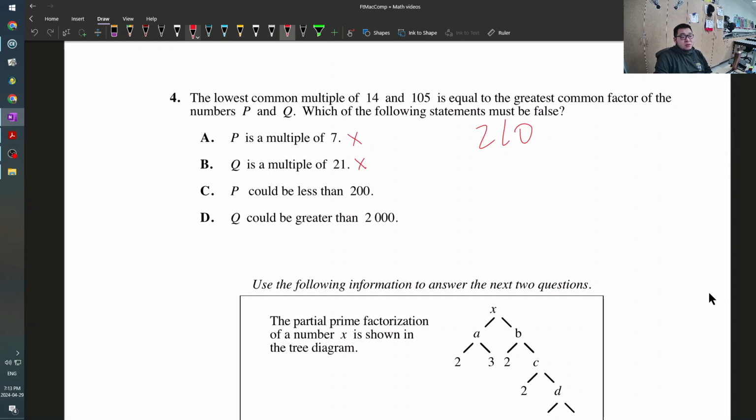P could be less than 200. Yes, P could be less than 200, but it could also be greater than 200. Q could be greater than 2000. Well, if Q is greater than 2000, this means the greatest common factor must also be greater than 2000. The greatest common factor must be less than or equal to the two numbers individually. So 210 is not greater than this, so D must be incorrect.